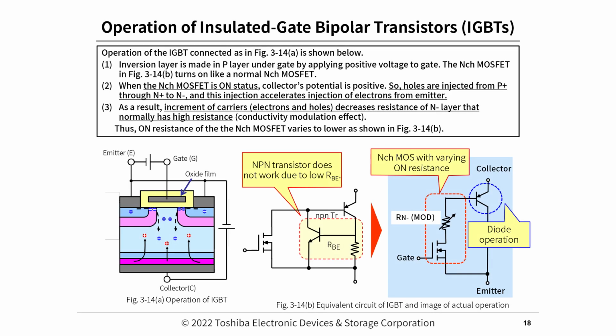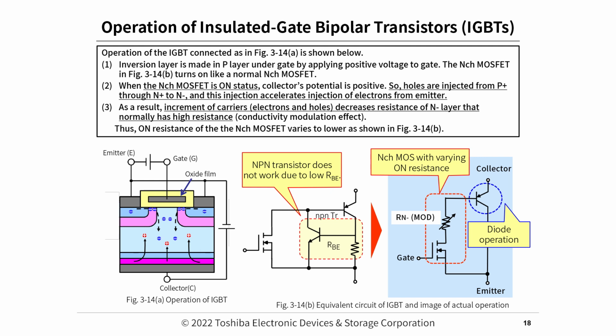Operation of insulated gate bipolar transistors. The operation of the IGBT connected as in figure 3-14a is shown below. 1. An inversion layer is made in the P layer under the gate by applying positive voltage to the gate. The N-channel MOSFET in figure 3-14b turns on like a normal N-channel MOSFET. 2. When the N-channel MOSFET is in on status, the collector's potential is positive.